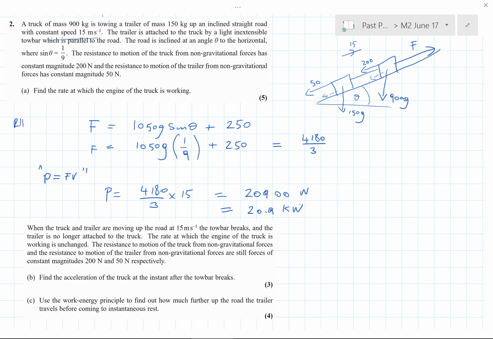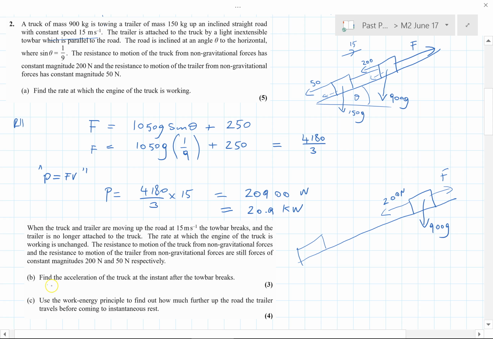The second part starts talking about something else happening, and basically what's happened then is they become disconnected. Right, so we've got the thing going off here. There's still a driving force, but now of course we've only got the 200 newtons driving down, and of course the weight of this is 900 g. Then there's a trailer still moving upwards but being disconnected, so not being pulled upwards.